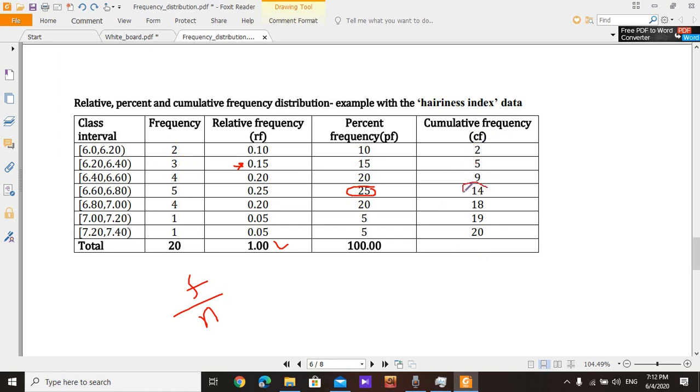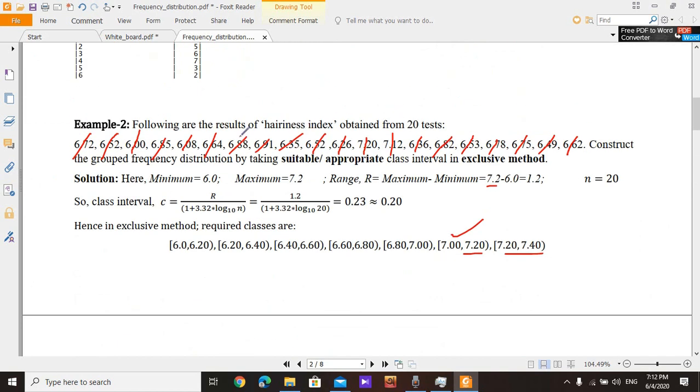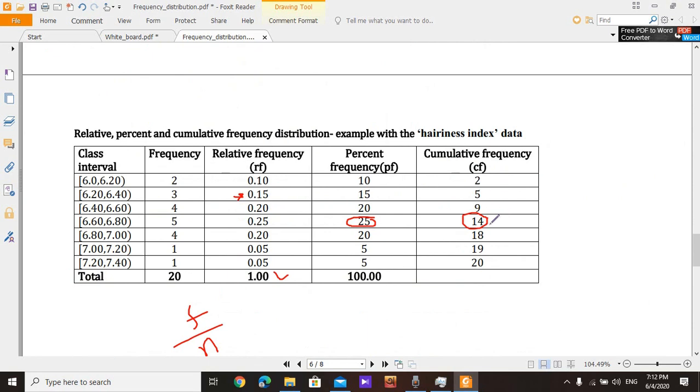So what does it mean? Say in this row we have CF equal to 14. This means that out of 20 observations of hairiness index, maybe this is fabric data, 20 tests, out of 20 fabrics, 14 fabrics have a hairiness index between 6 and 6.80 exclusive. This is the explanation of CF.